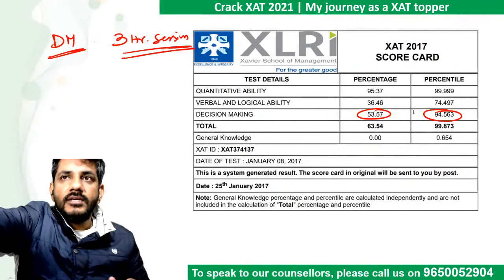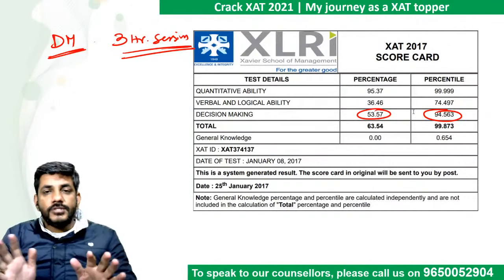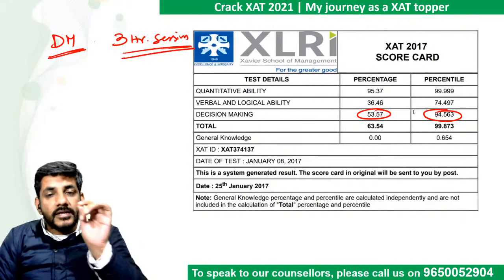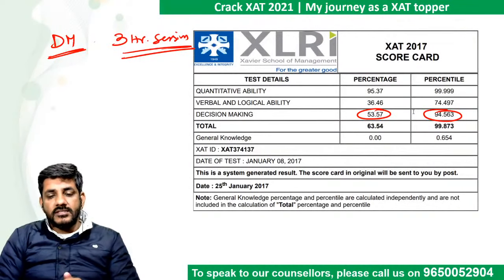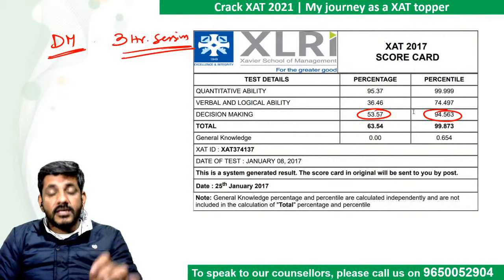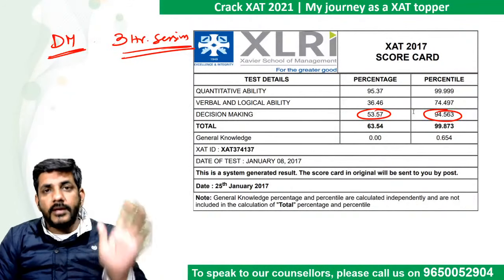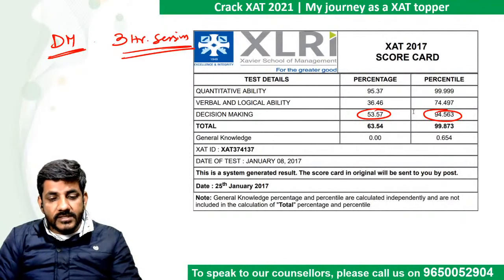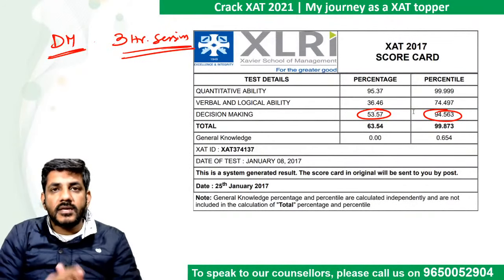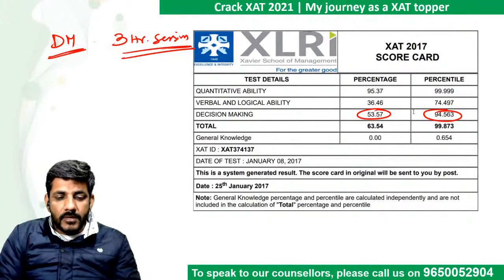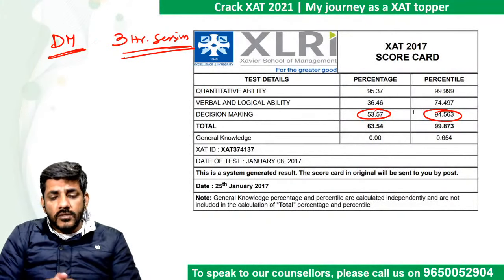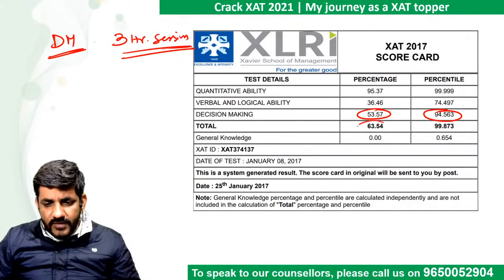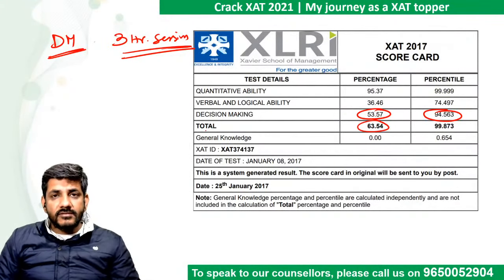And after doing this, I am extremely sure about this, that after doing this on Sunday during the exam, you will be extremely comfortable about decision making, and in that decision making you can surely score very good. Trust me that this is the score after a 3-hour session. If you can score well in decision making, out of 21 questions, if you are able to do 15-16 questions, who can stop you? Look at this, my final score, that is 63.54, that is 99.873.